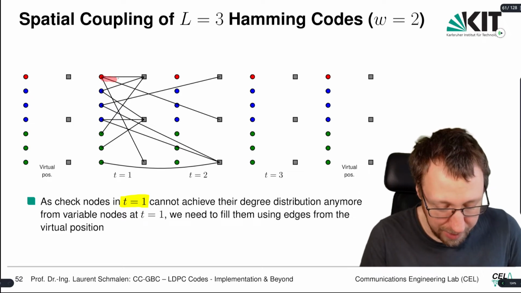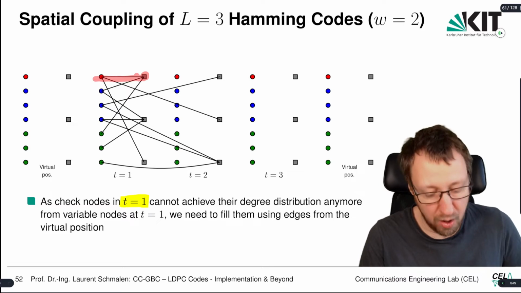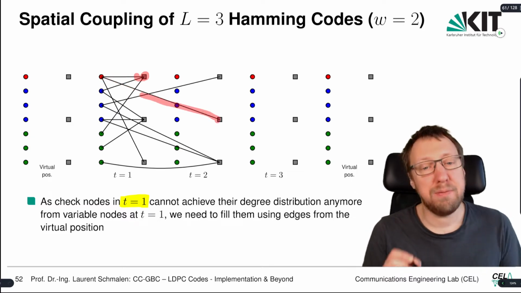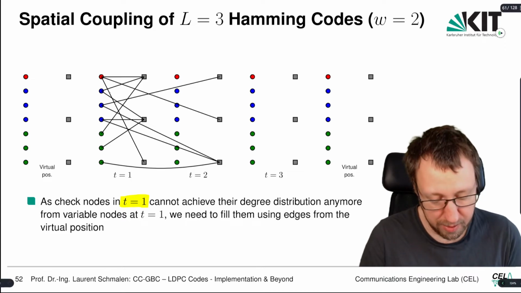So we take an edge. We either connect it to the check node at the same spatial position, or we connect it to a check node at spatial position t plus 1. We make a random experiment, and this is what we get.